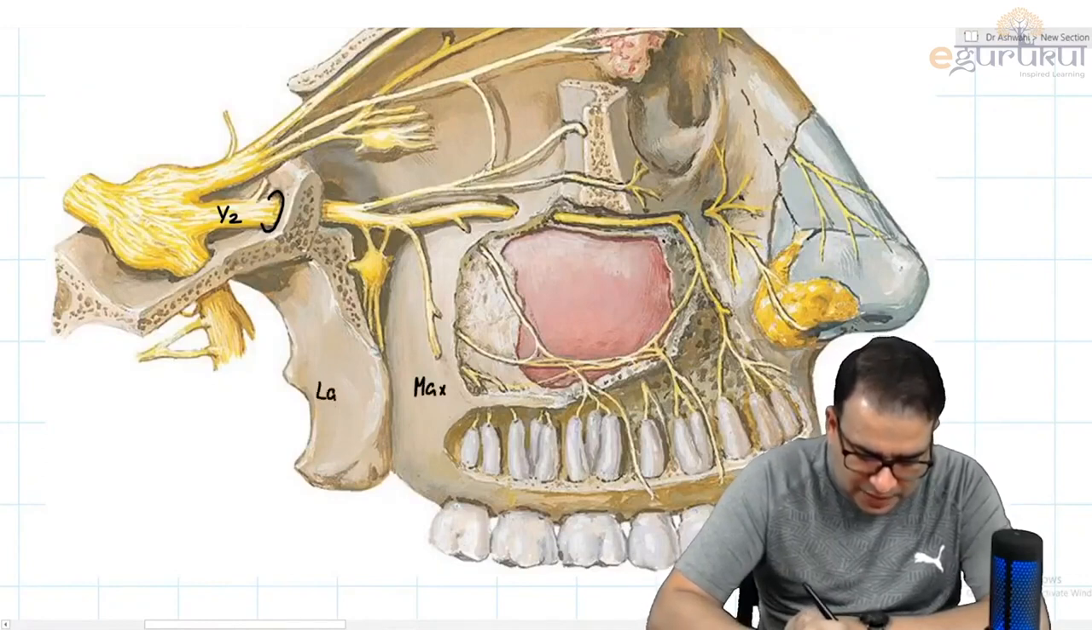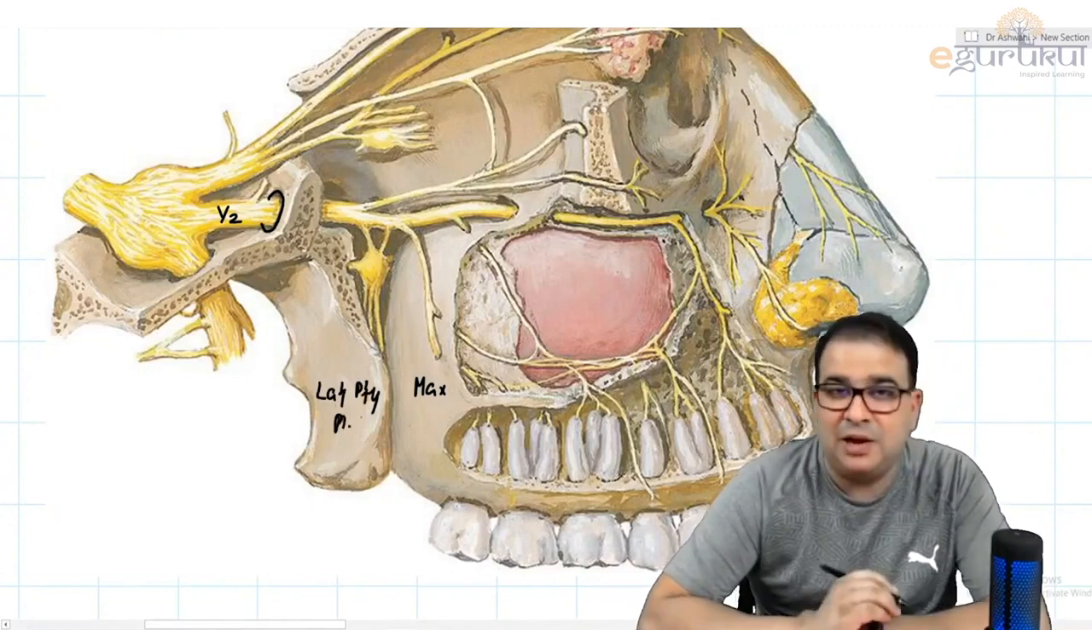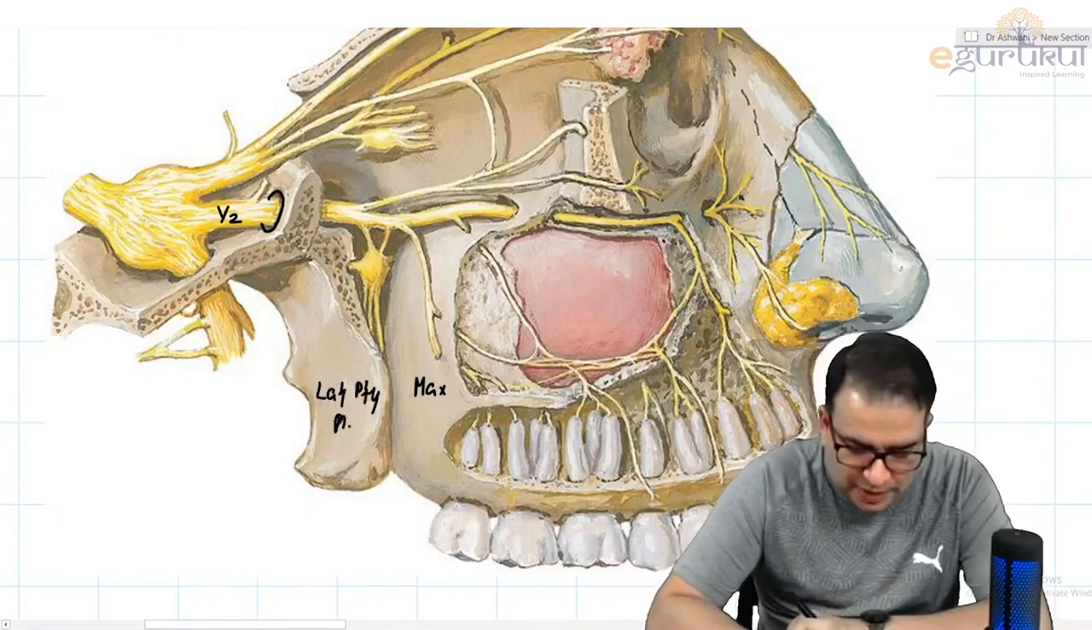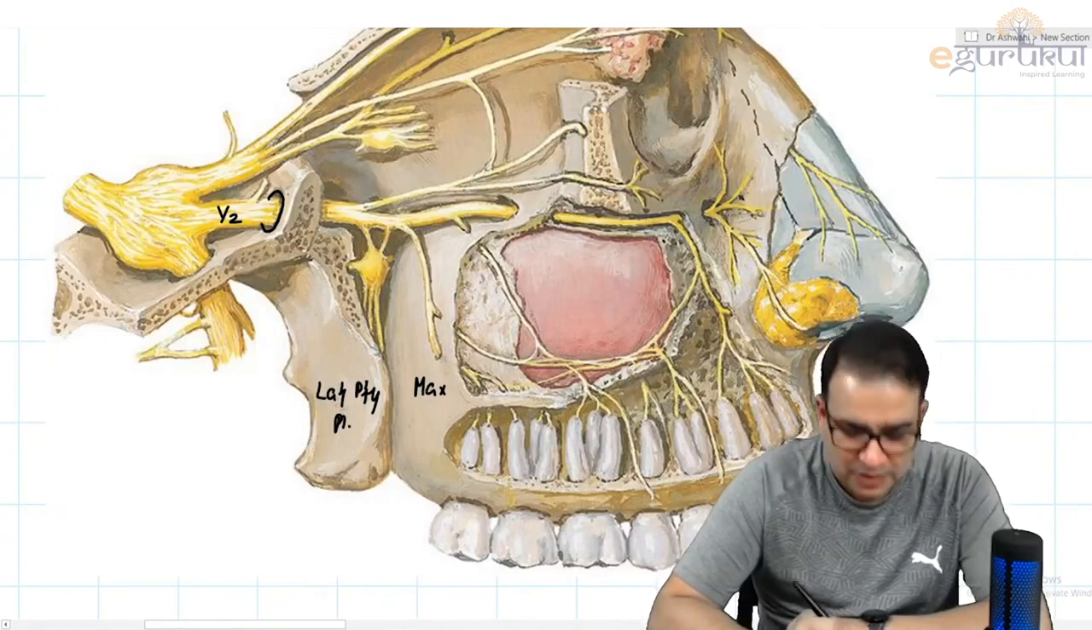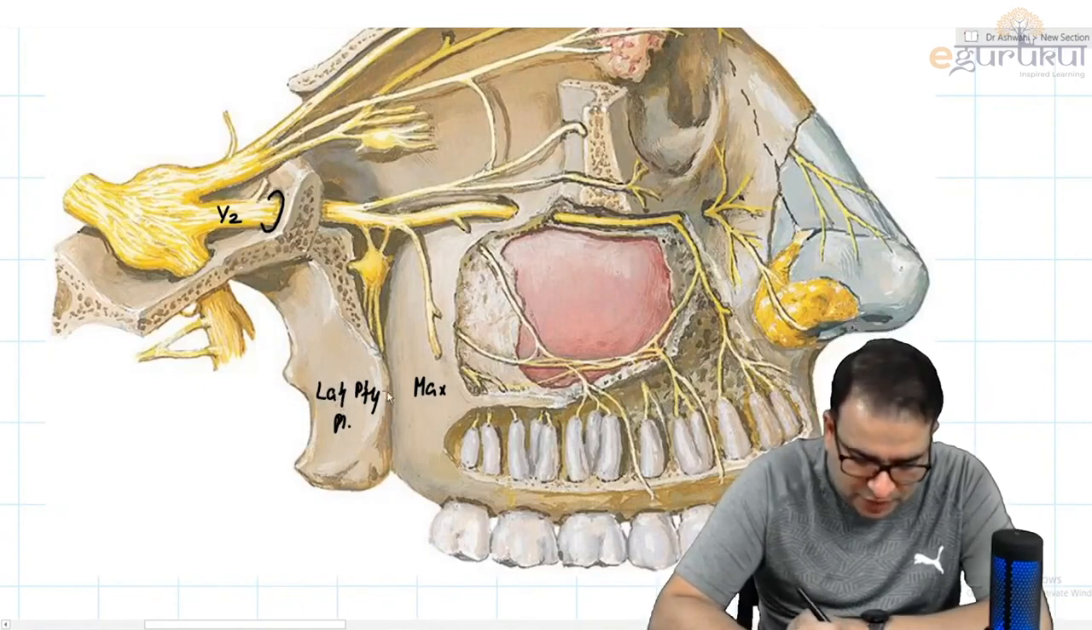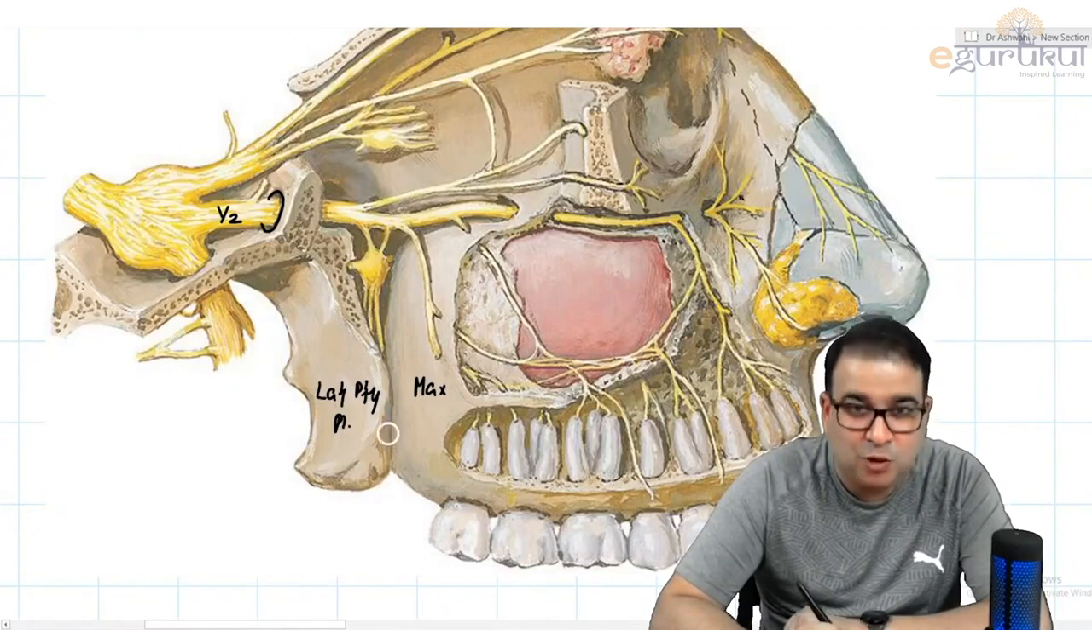And this plate here is called the lateral pterygoid plate. It's a part of the sphenoid bone. We call it the lateral pterygoid plate, and the maxilla. So between the pterygoid plate and the maxilla, we have a fissure here. That is called the pterygomaxillary fissure.